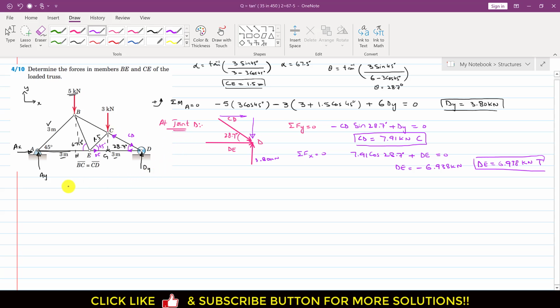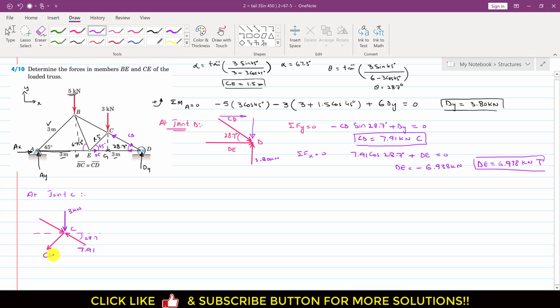So now let's consider joint C for calculation, right? At joint C, if we draw the free body diagram, this is the 3 kilonewton force, which is acting vertically downward. This is the CD force, right? So CD force is how much? CD force is 7.91 kilonewton, and as this CD force is making 28.7 degrees, if I draw a horizontal line here, this angle is also 28.7 degrees, since this angle and this angle are alternate angles, right? And this magnitude is 7.91 kilonewton.